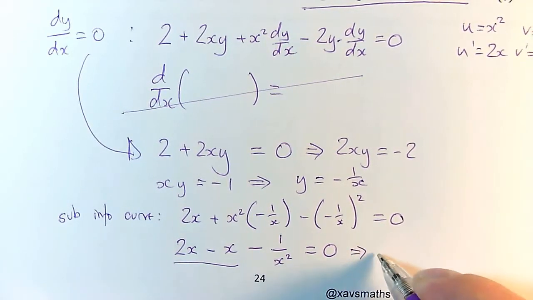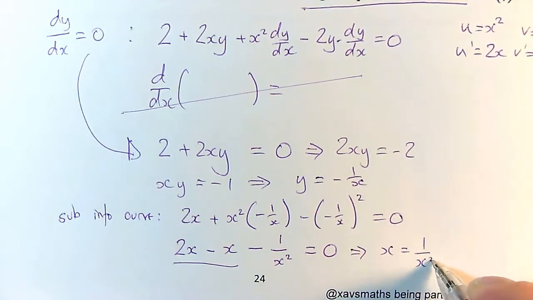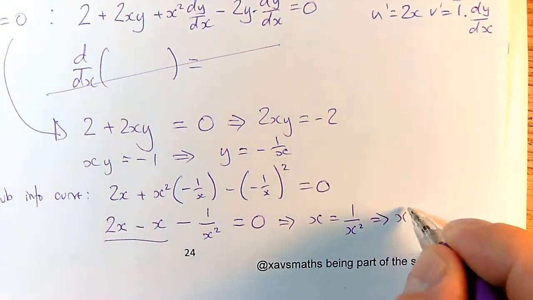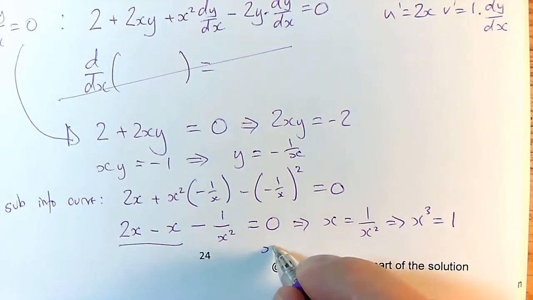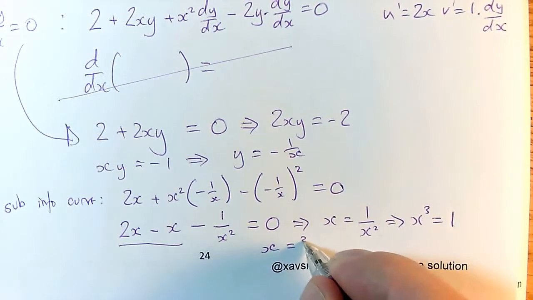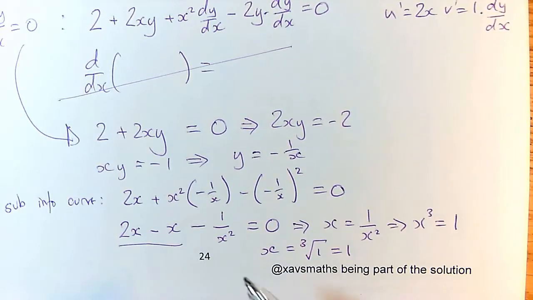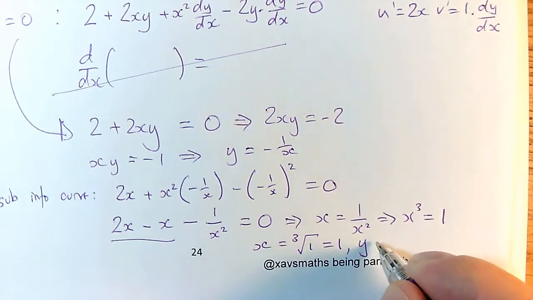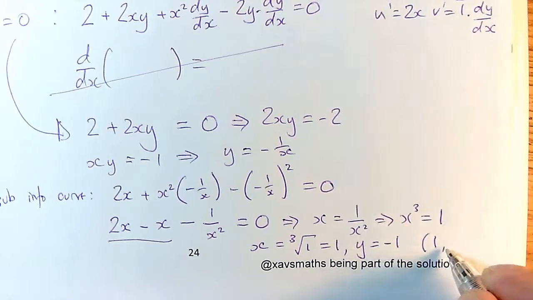So adding the 1 over x squared to each side and simplifying this bit, this is just x. So that gives me that x equals 1 over x squared, which if I multiply by x squared gives me that x cubed is 1. So I can find x by cube rooting, and because it's a cube root there is only that one answer, so the cube root of 1 is just 1, and y I know is minus 1 over x, so that means y is minus 1 over 1, which is minus 1, so my point is 1, minus 1.